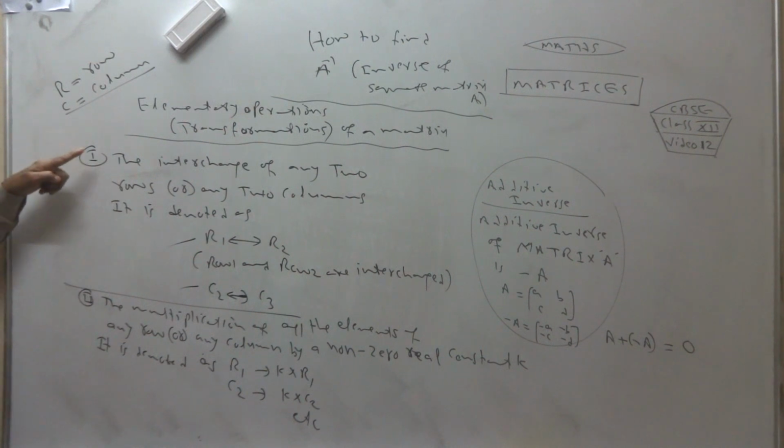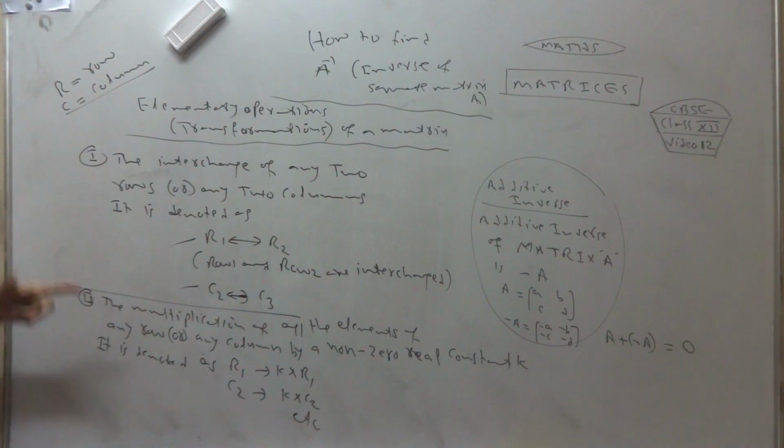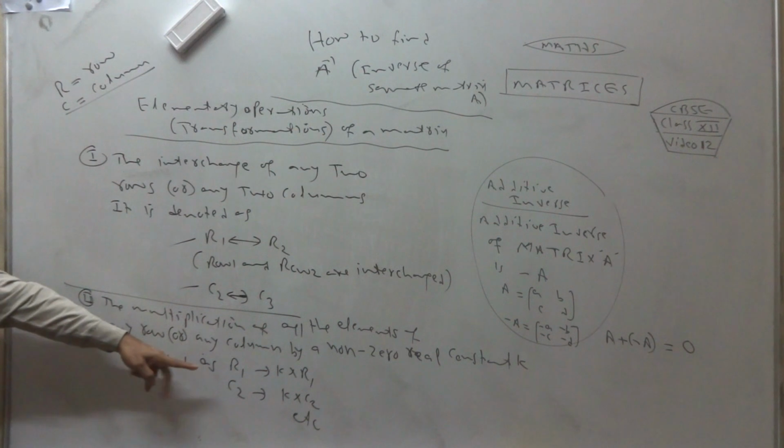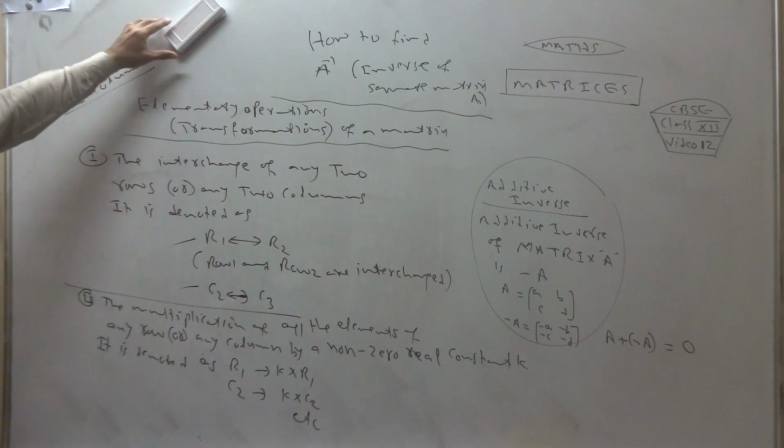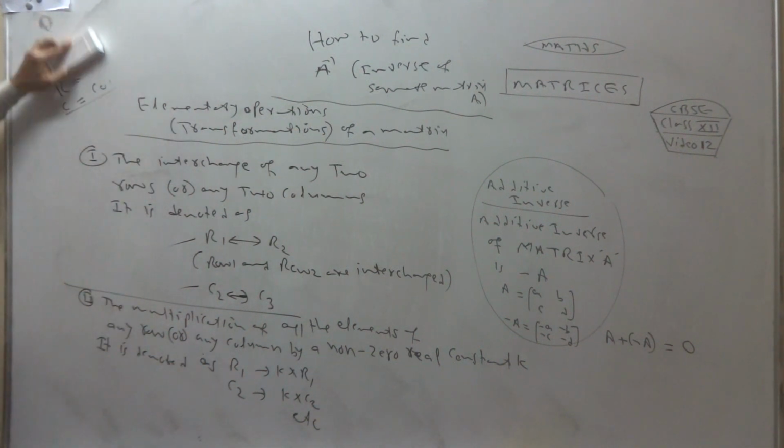See, what is the first operation? We can interchange any two rows or any two columns. What is the second operation? The multiplication of all the elements of any row or any column by a non-zero real constant. It is denoted like this. Okay? And see the third operation.